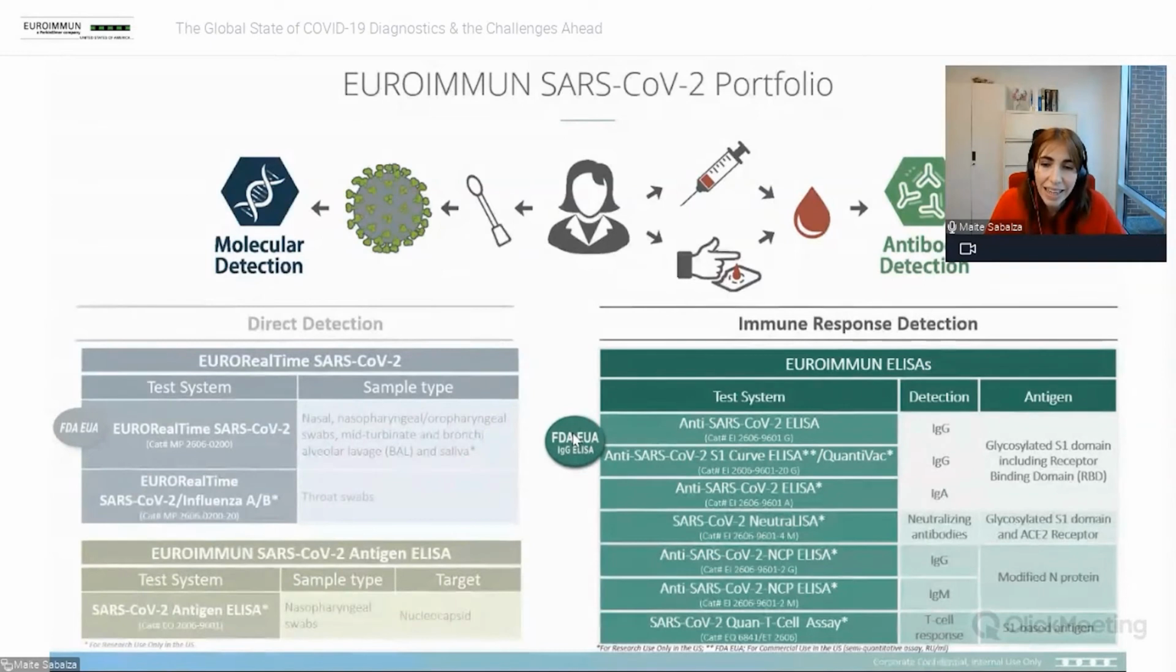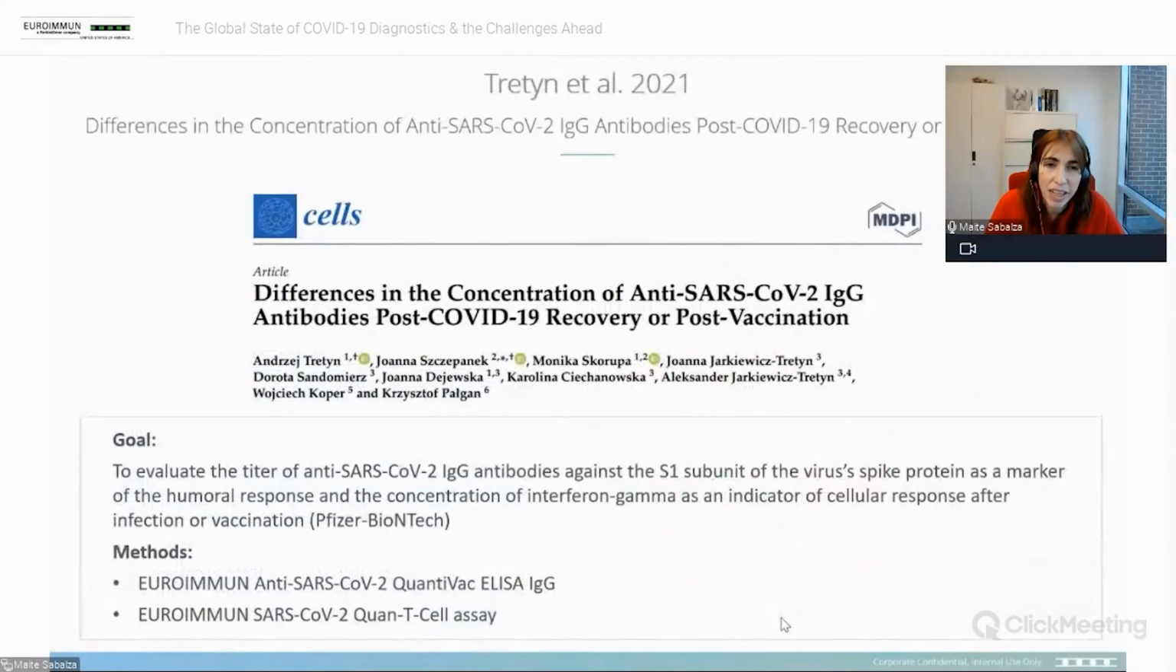In the next publications, I'm going to discuss how these assays can be used, as well as assays from other manufacturers. The first publication is from Tretrin et al., and the goal was to evaluate the antibody concentration as a marker of the humoral response and the concentration of interferon gamma as an indicator of cellular response after infection or vaccination with the Pfizer-BioNTech vaccine.